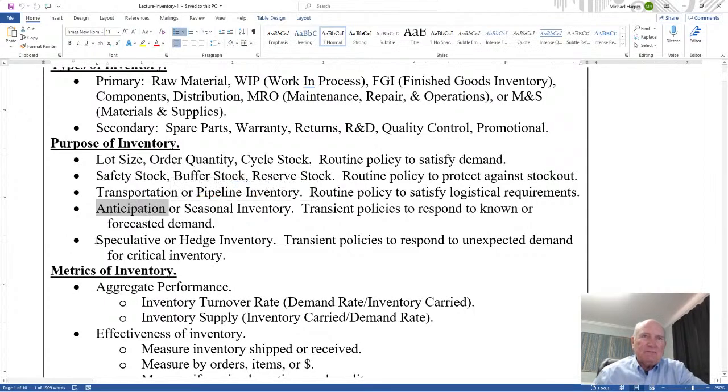Another transient policy is speculative or hedge inventory. These are transient policies to respond to unexpected demand or critical inventory.